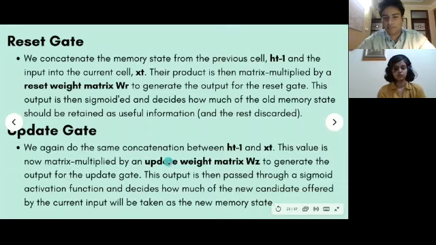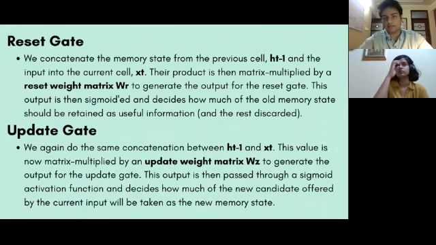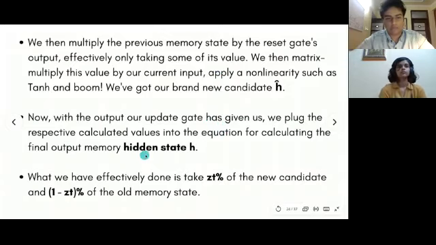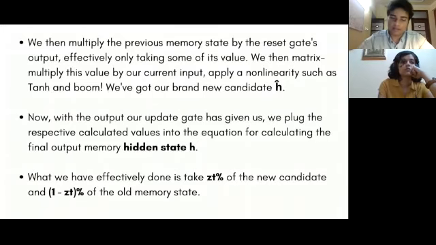And we do the similar thing for the update gate. This time it's a separate weight matrix, and this tells us how much of the new candidate offered will be taken as the new memory state. This is just the same stuff that I've been telling you, but you really only need to read the last line here. What we've effectively done is take ZT percentage of the new candidate and 1 minus ZT percentage of the old memory state, or the hidden state. That's it.